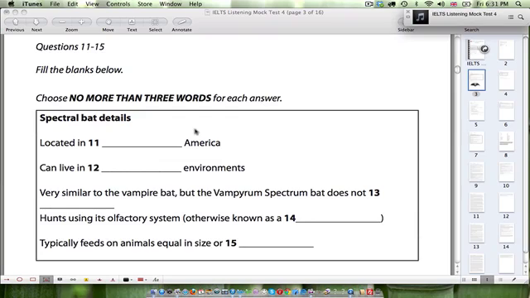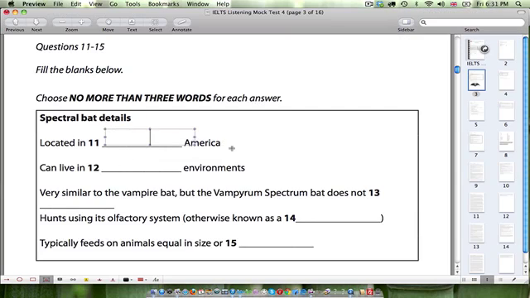Okay, let's go over the answers very quickly for this section. Spectral bat details located in, and this was a very straightforward answer, North and South America. Can live in, I believe he says it has several different habitats that it can live in. So a word that would fit here would be varied environments. Very similar to the vampire bat, but the vampire spectrum does not, and you probably caught it, drink blood.